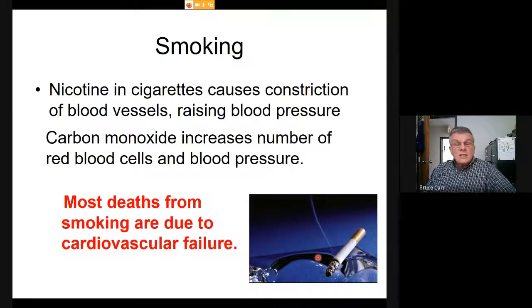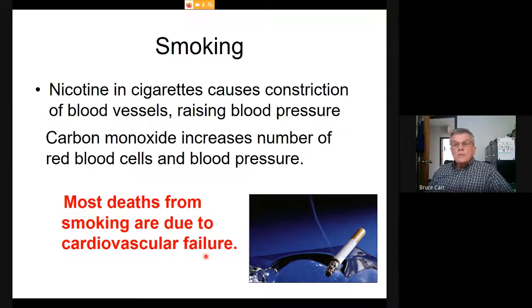We have nicotine, a deadly poison. It causes constriction of blood vessels. It raises blood pressure by itself. A combustion product is carbon monoxide. Carbon monoxide binds hemoglobin tighter than oxygen, and so therefore affects the amount of oxygen delivery. The highest single cause of deaths related to smoking, it's no surprise.